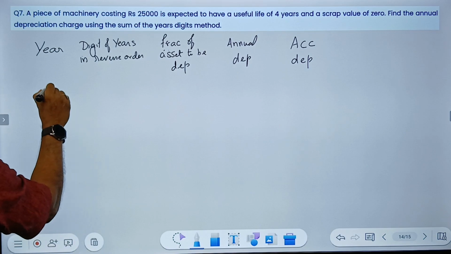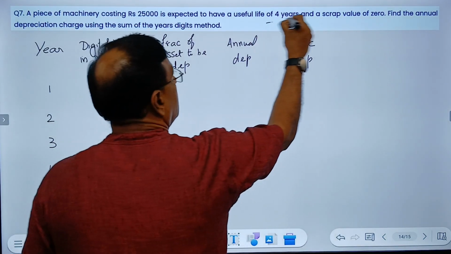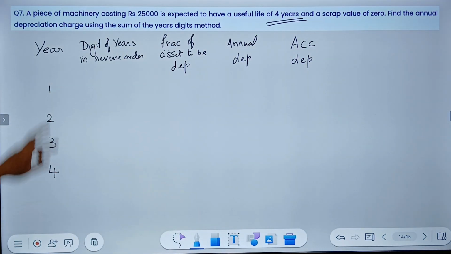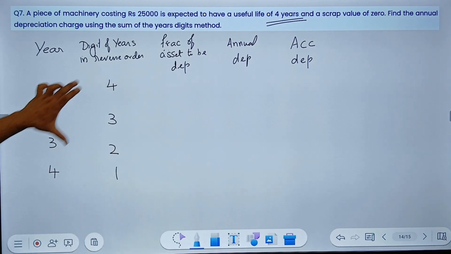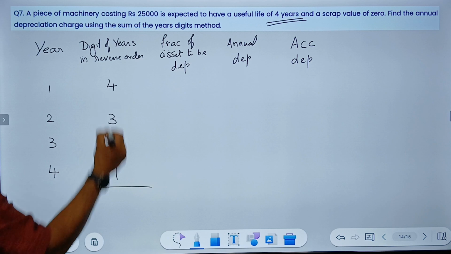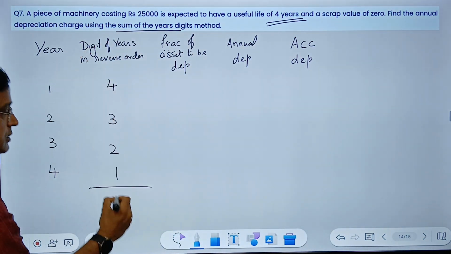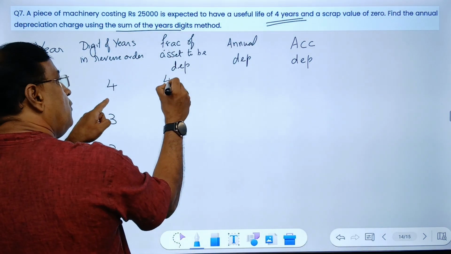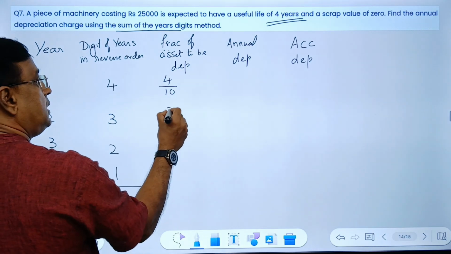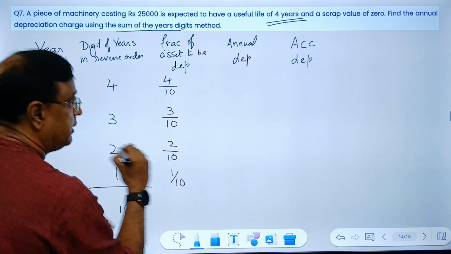So here it is 1, 2, 3, 4. It's for 4 years, right? Now digits of the years in the reverse order. So 4, 3, 2, 1. Put the years in the reverse order. Now take the total of the years, sum of the years. So sum of the years is 10. Now fraction of asset, that is 4 by 10, 3 by 10, 2 by 10, 1 by 10.